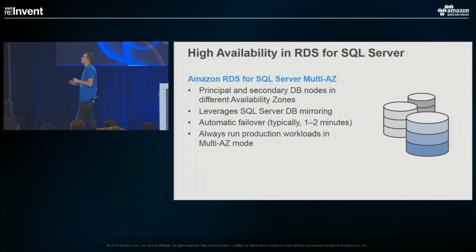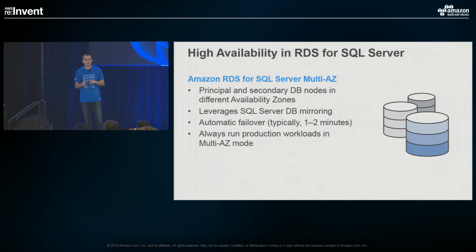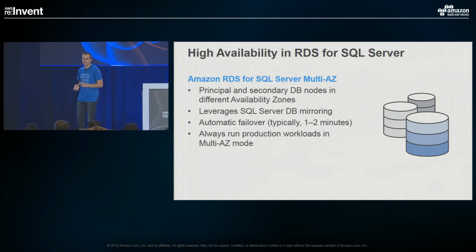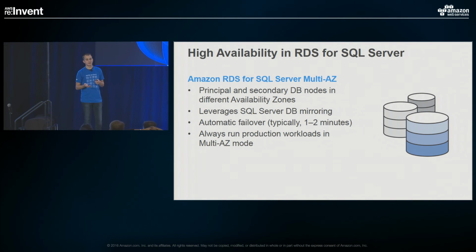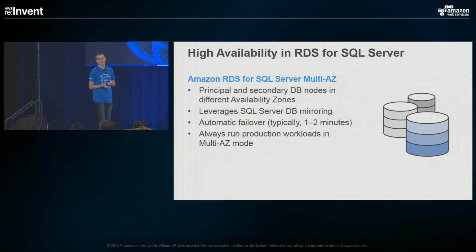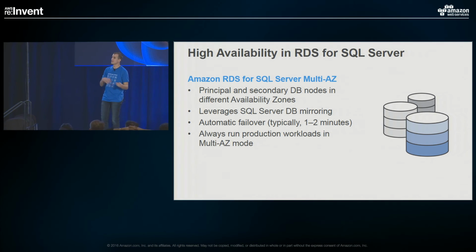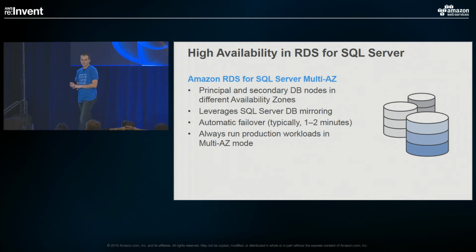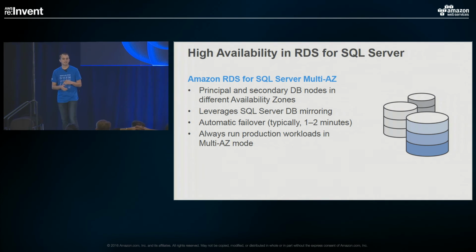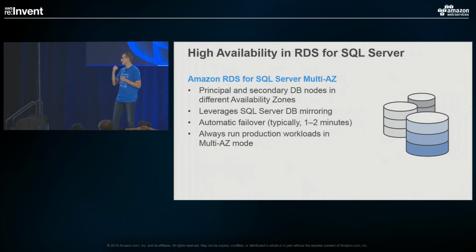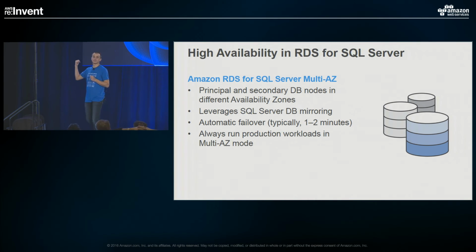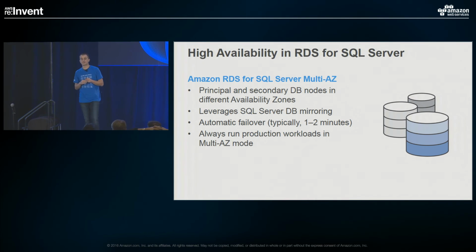So this feature will deploy two identical database instances, a principal and a secondary, in different availability zones. It leverages synchronous SQL Server database mirroring technology to replicate the data from the principal to a secondary node. And in the event of a failure, the secondary instance is made available for continued operation. Now, before you wonder, yes, there's actually a witness available in that configuration as well for quorum purposes.